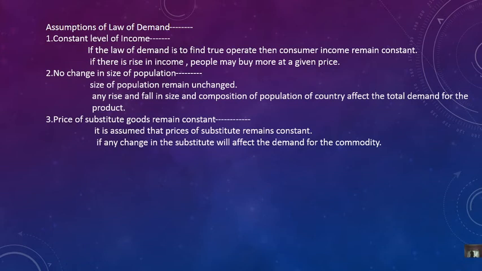If there is any change in the price of substitute goods, which directly raises the demand for its substitute, then all these things do not prove the statement of law of demand is true. So prices of substitute goods remain constant. It is assumed that prices of substitute goods remain constant, because any change in the substitute will affect the demand for the commodity.